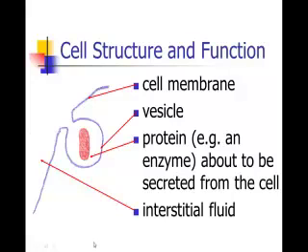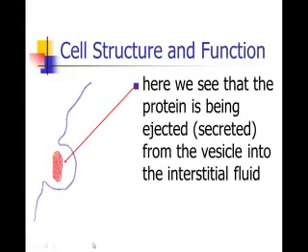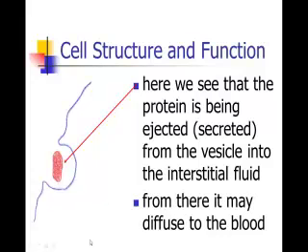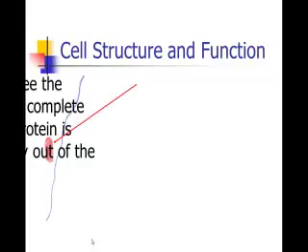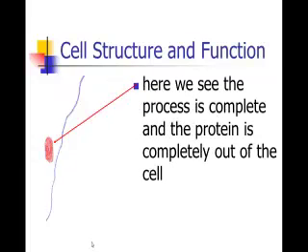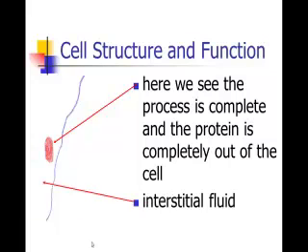And then there's the fluid surrounding the cell. That would be called interstitial fluid. Here the process is proceeding. The bubble is popped completely at this point, and the vesicle is about to be ejected. And from the interstitial fluid, it could diffuse into the blood or into the lymph, or it could be used in the area that the secretion is being formed and released. So here we have the protein is completely ejected from the cell.